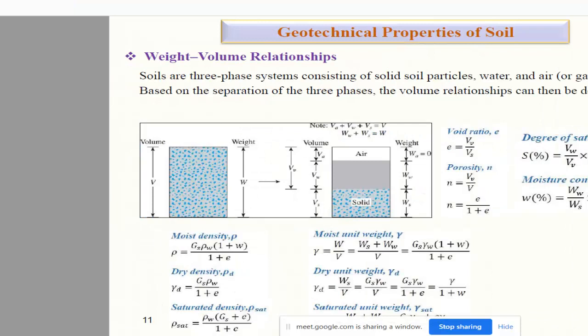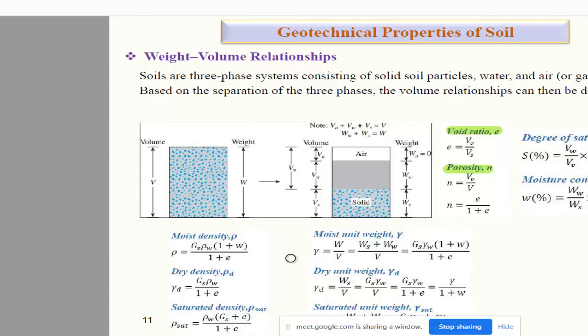Can you still see? Okay, so this you can find, that is the weight-volume ratio. Many parameters are here that you need to understand. I hope that you are already expert on these parameters, like what is void ratio, then what is porosity. So void ratio we denote by e and porosity we denote by n. Then degree of saturation, moisture content, right? These parameters are really important for your further study, because here you need to study what this is and why we are using this.